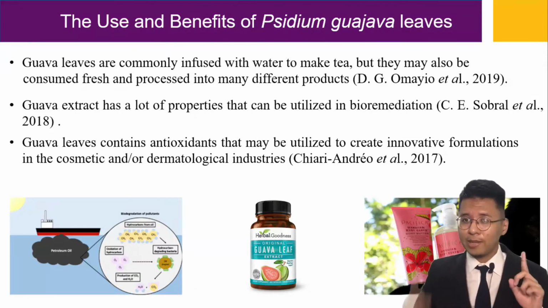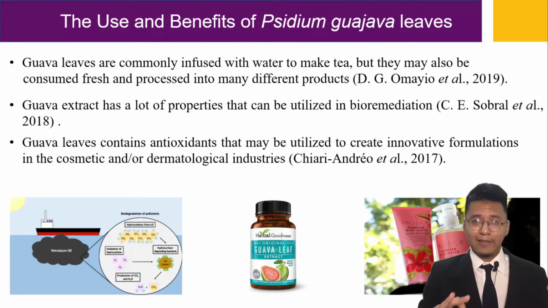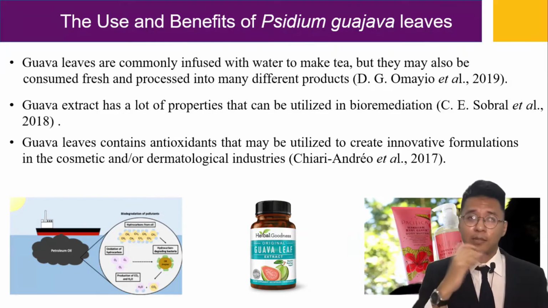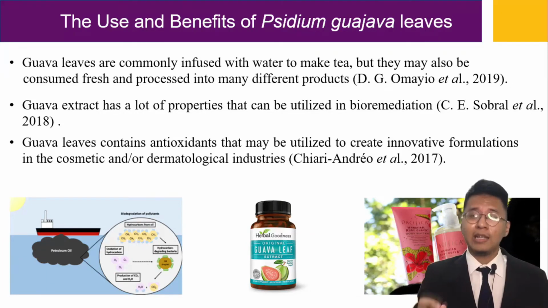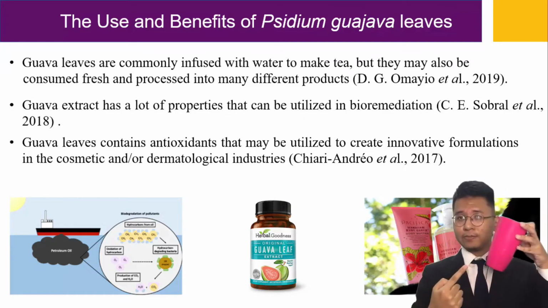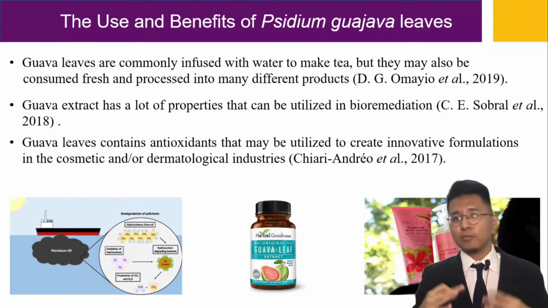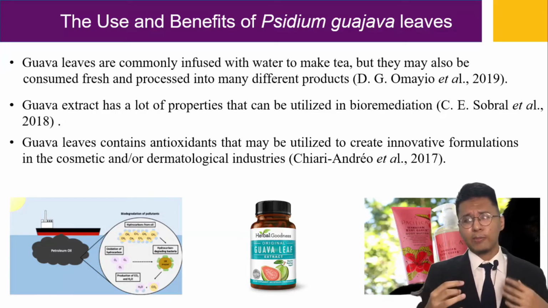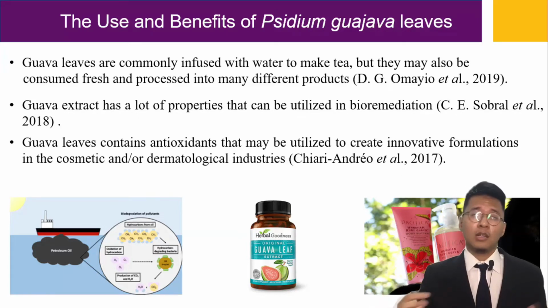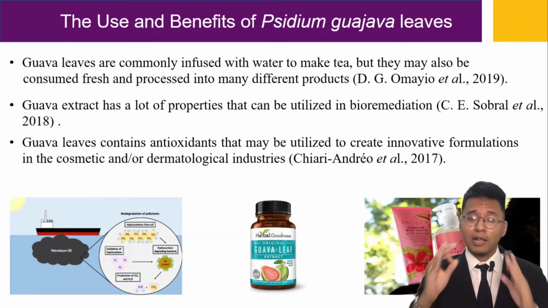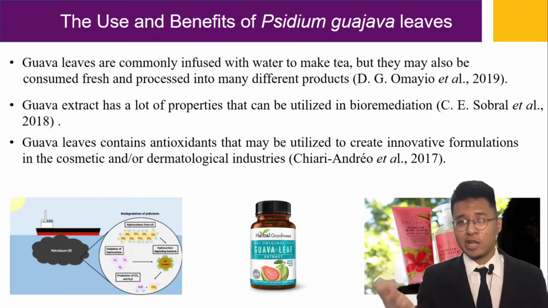Next, onto the use and benefits of guava leaf. Guava leaf has been used throughout history since the Peru civilization cultivated it in 800 before Common Era. It is commonly infused with water to make tea, but it could also be consumed fresh and also be processed into many different products. Guava leaf has strong properties in bioremediation.